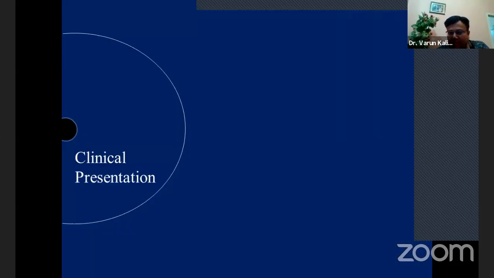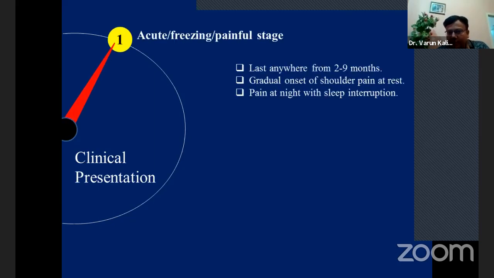What is the clinical presentation? Here we have three main stages. First one is the acute freezing or painful stage. This stage lasts from 2 to 9 months, and here gradual onset of shoulder pain at rest is present, and pain at night is also present with sleep interruption.